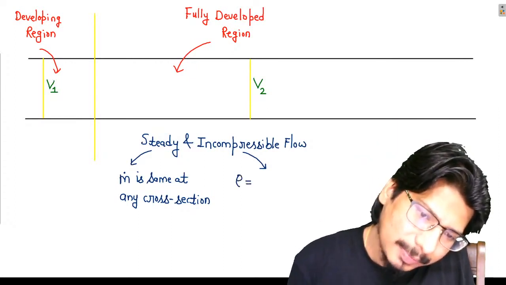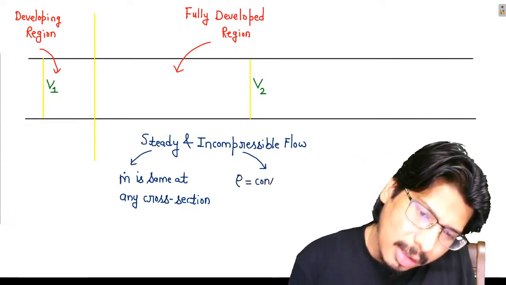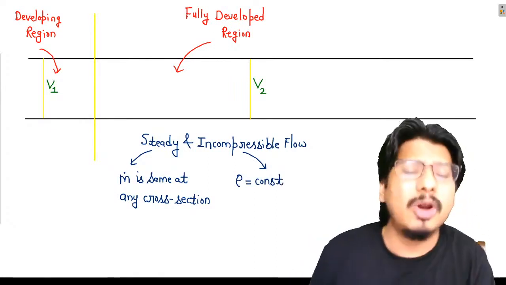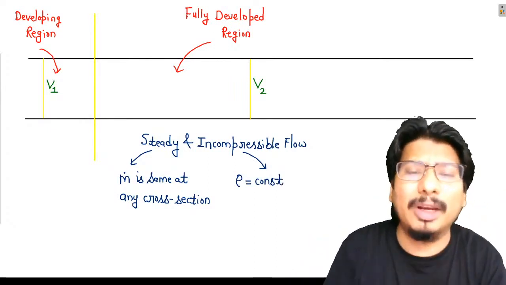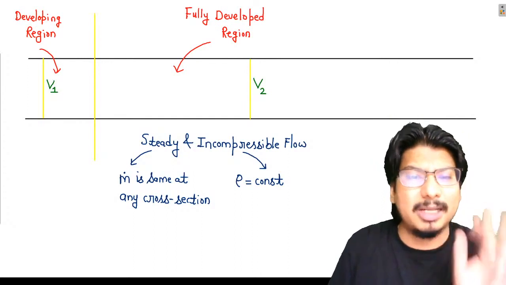Density is what? Constant. Throughout the flow, density is not changing. When the fluid is flowing from one cross section to another cross section, 100% density is not changing.